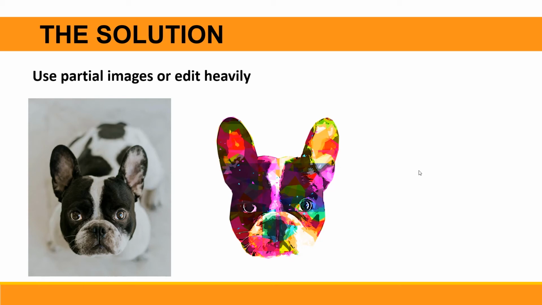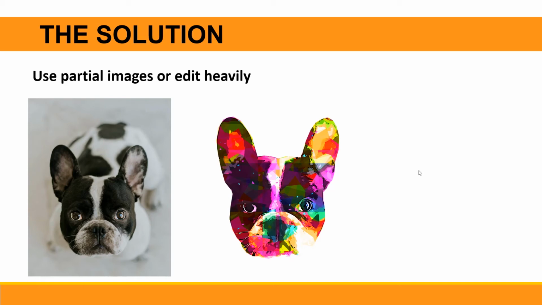And you must notice here that I have not used that dog image completely. I've just taken out the head of that dog and applied different kinds of effects to it, to make it more interesting, with an artistic look, and make it a little bit different from the original image. So this is one way to do it.